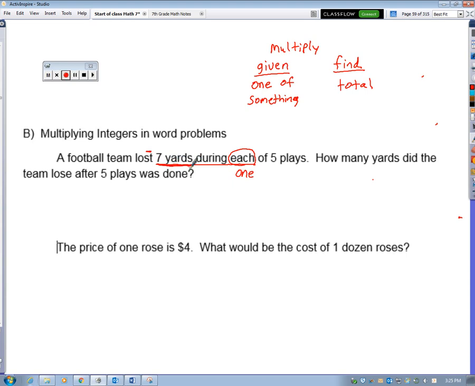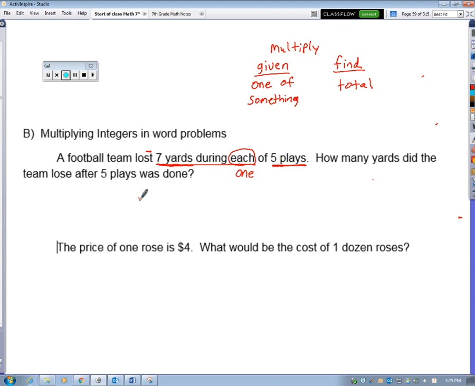And we're told that they lost 7 yards over 5 plays, 5 different times. So that's where our multiplication comes in so that we can find the total. They're saying 7 yards happens each time, 1 time, and that's going to repeat for 5 different plays. That's our multiplication. That may sound easy to spot just by looking at this, but I want to give you these clues when we get into some more complicated problems.